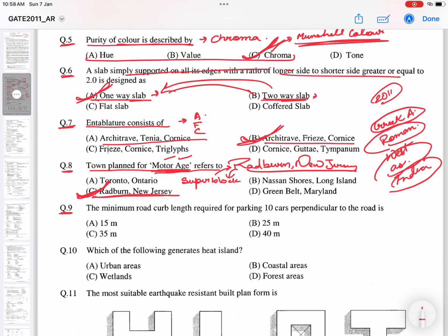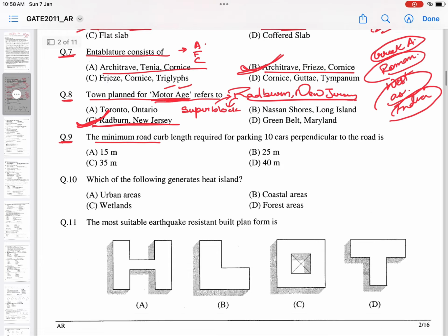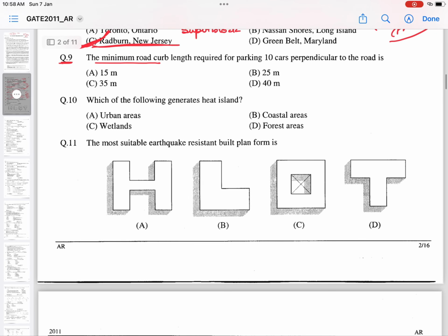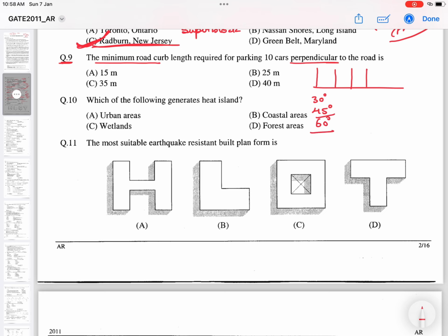Now coming on to question number 9, the minimum road curve length required for parking 10 cars perpendicular. So in this they have not given the degree, it is perpendicular, okay, so you will be parking cars like this, which is perpendicular. But if they had given 30 degree, 45 degree or 60 degree, there are ways where you find these types of parking.